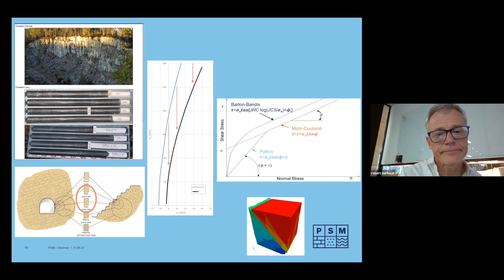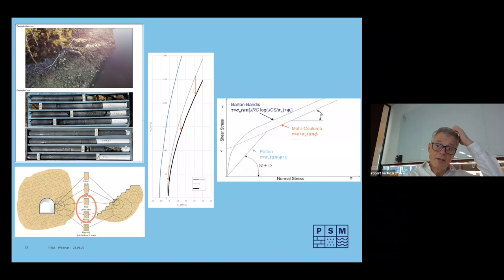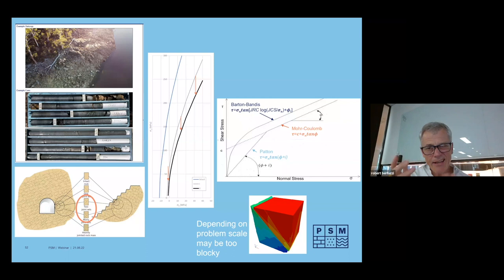Then we step down to a slightly more jointed dolerite, still very high strength, but the RQD is a bit lower. There are a bit more joints in there, so the GSI drops as well. Again, this rock mass is probably more amenable to the GSI Hoek-Brown approach to estimate rock mass strength. Depending on the problem, though, if we're looking at a very small scale, maybe it's still defect controlled. If we're looking at an individual batter, say for an open pit, it might be controlled just by the defects more than the rock mass. And again, depending on the size of the problem, synthetic rock mass might be okay for the individual batter. It may not be for a 200 meter high slope. We start to get maybe too many defects in there to be computationally efficient.